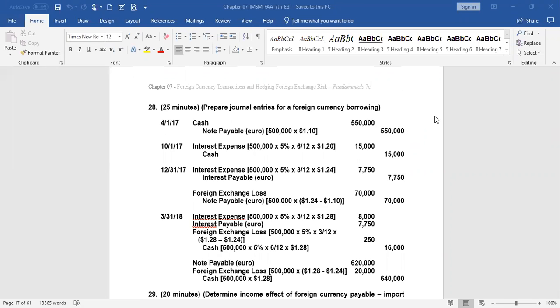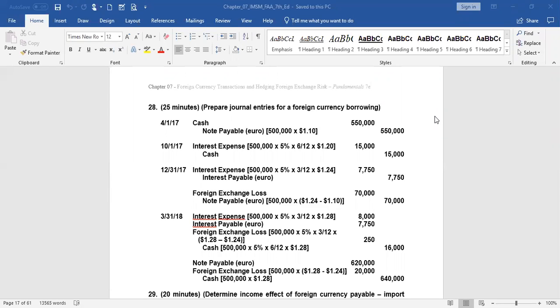April 1st, 2017, Mendoza Company borrowed 500,000 euros for 1 year at an interest rate of 5% per year. Mendoza must make its first interest payment on the loan on October 1st, 2017, and then a second one on March 31st when the loan is repaid. Mendoza prepares U.S. dollar financial statements and has a December 31st year end. Prepare all journal entries related to this foreign currency borrowing, assuming the following exchange rates for 1 euro. So those are our spot rates on the various dates.